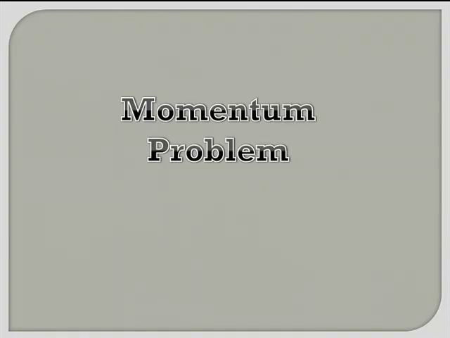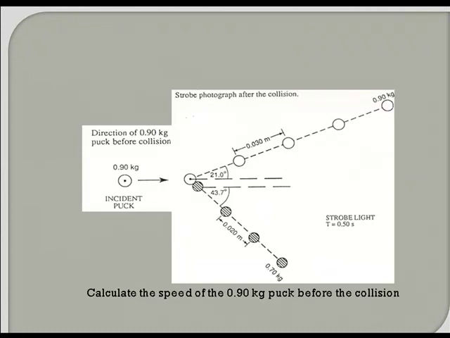Let's take a look at this momentum problem. Here's the question. You are to find the speed of a 0.9 kilogram puck. This puck is called the incident puck, and that means it's the one that is moving in to have a collision. It's the incident puck, and you are to find its speed.